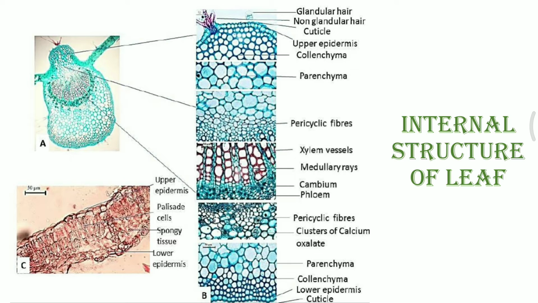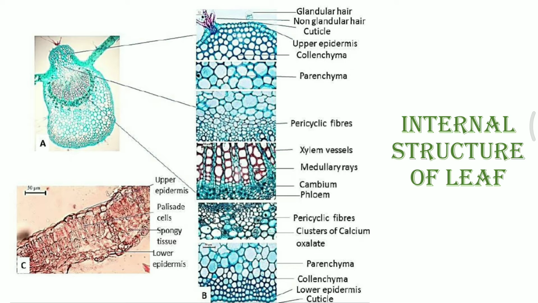Inside is the presence of cuticle. You can also find cuticle at the lowermost end, so both the sides there will be presence of cuticle. Cuticle is made up of a waxy layer of cells, and these cells are helpful in protecting the uppermost layer of the leaf.